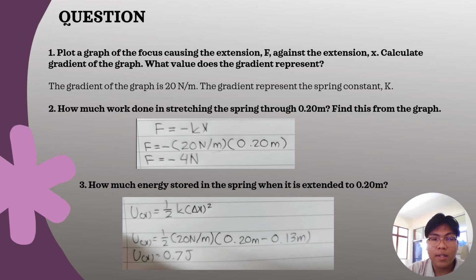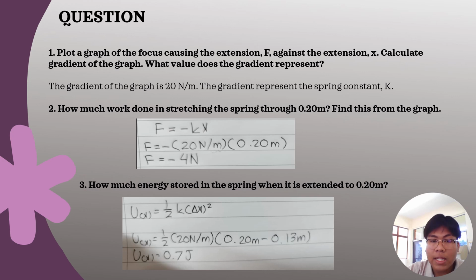Next are the questions. The first question is, plot a graph of the force causing the extension, F, against the extension, X. Calculate the gradient of the graph. What value does the gradient represent? So the gradient of the graph is 20 N/m. The gradient represents the spring constant, k.